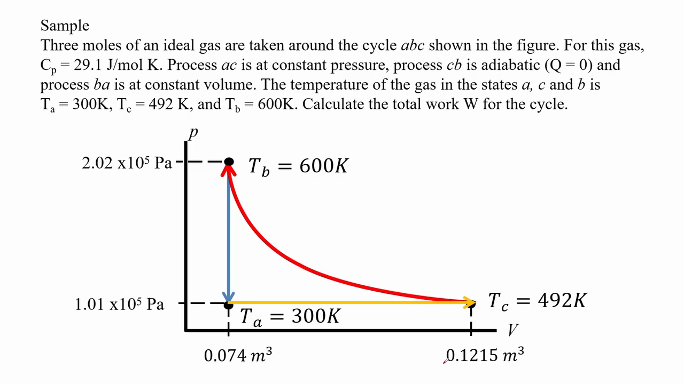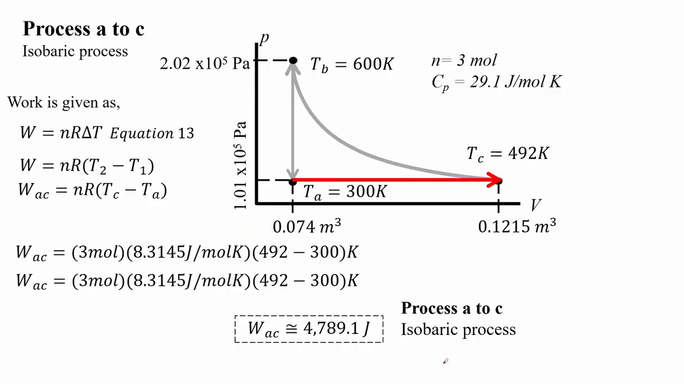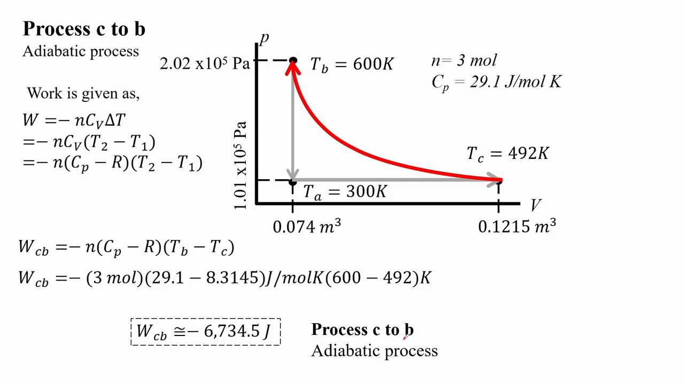Here we draw the pressure volume diagram in the figure for the system. The first process is an isobaric process for A to C. Recall work is given by equation 13. So work for A to C is equal to the number of moles times the gas constant times the change in temperature. Substituting the values, we see that the work A to C is about 4,789 Joule for process A to C, which is an isobaric process. The second process for the cycle is an adiabatic process for the C to B path. We see that the work for C to B is about -6,734 Joule for an adiabatic process.